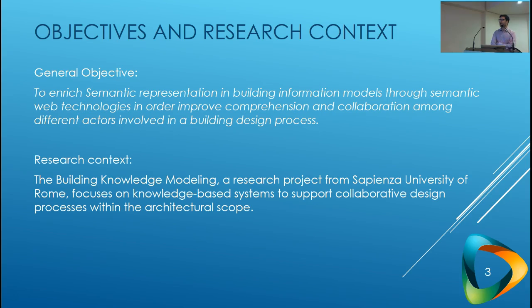Which are the objectives of our research? We have a general objective, that is the idea of representing or enriching semantic representation in information models, especially through semantic web technologies, in order to improve comprehension and collaboration among the different actors involved in the design process. This research is actually part of a larger research project that is carried out at Florence University, that was defined several years ago as Building Knowledge Modeling, that focuses on knowledge-based support systems for collaborative design.